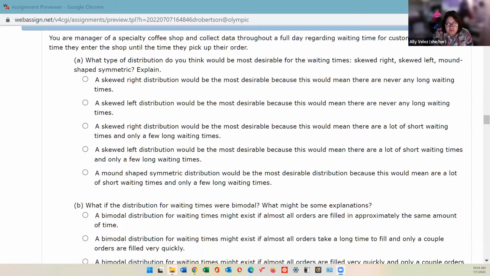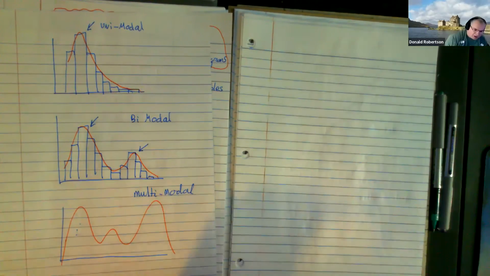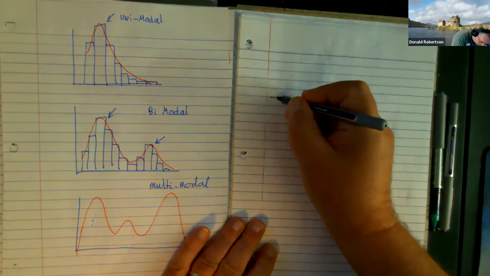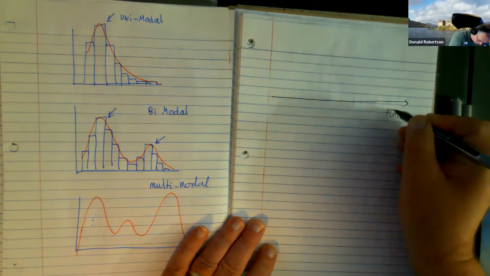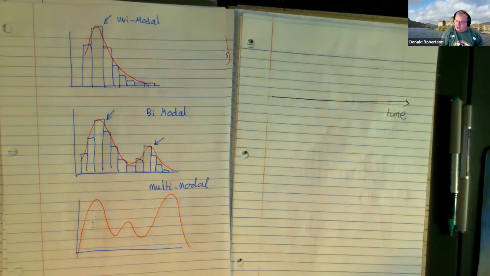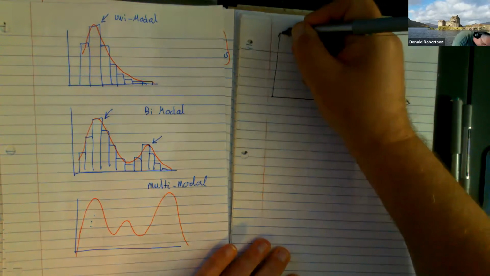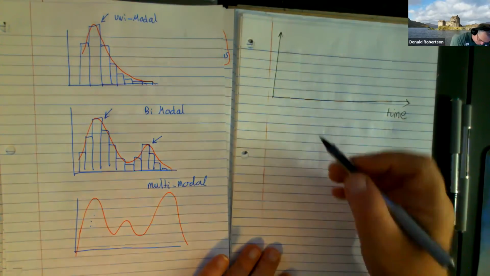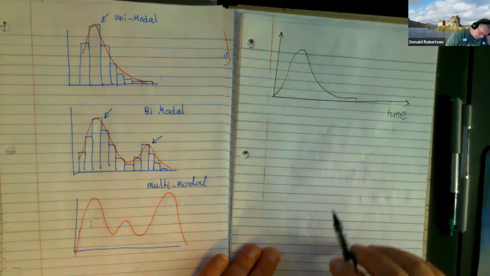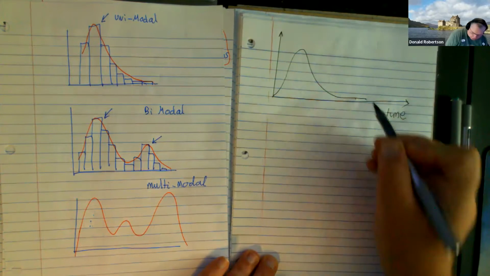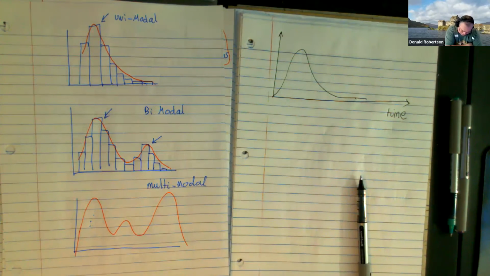Skewed right, definitely. So let's draw a picture and see what that might look like. Along the bottom, you've got how long a particular customer waited. This is the time it took that person from walking in the door to getting his coffee. And then up here is the frequency of that happening. Here is a skewed right.